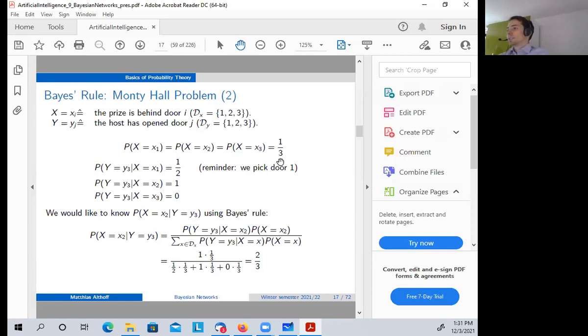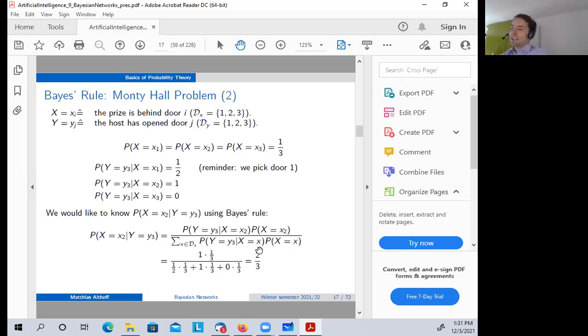The reason is that when the showmaster opens a door, he reveals some information to you that you can encode using these conditional probabilities. Because the showmaster only makes certain decisions in certain circumstances, you can infer this, and you can make a better choice.